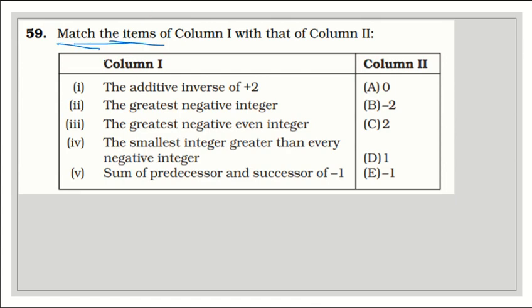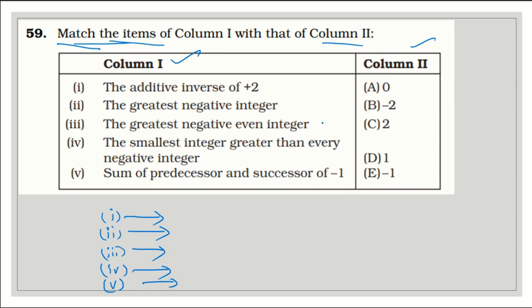I have got column number 1 containing small Roman numerals 1, 2, 3, 4, 5, and a column 2 containing English capital letters A, B, C, D, E. Now I have to match correctly. Either I can write separately like this and match according to that, or I can do it physically here, depending on the requirement. The additive inverse of positive 2.